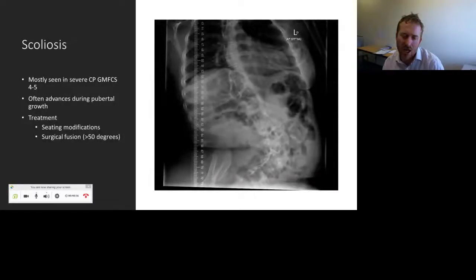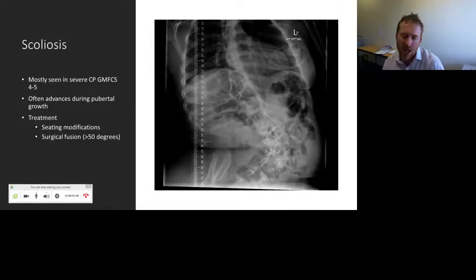Of course, we also see quite high rates of scoliosis. Scoliosis, from a neuromuscular perspective, is really only ever seen in severe CP, so those children who function at GMFCS 4 and 5. The most common time we see this advance is during rapid growth during puberty. This is an S-shaped scoliosis that was present in a 16-year-old.